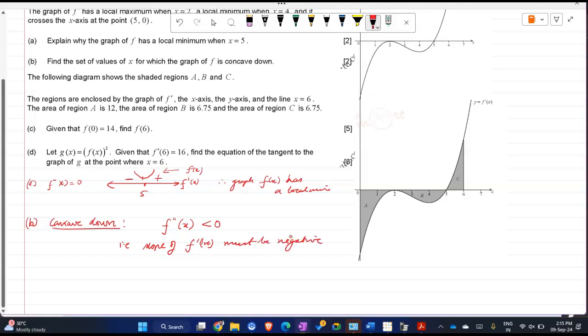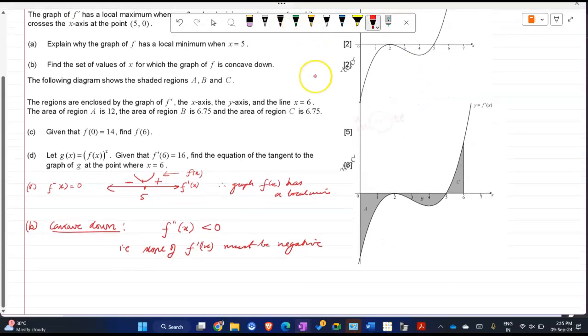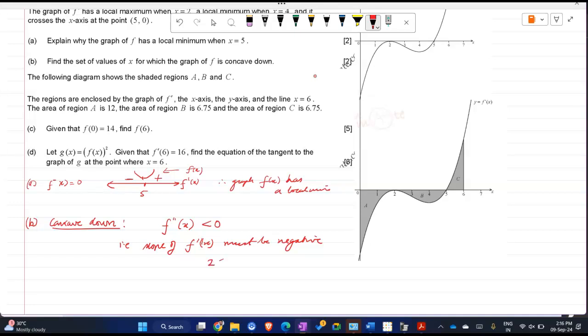So when is the slope of f'(x) negative? Yes, very good. So only from 2 to 4, this part. Correct? Negative means the slope of this should be negative. So this part. So from 2 to 4, very good. And will you include 2 and 4? No. No. Perfect.